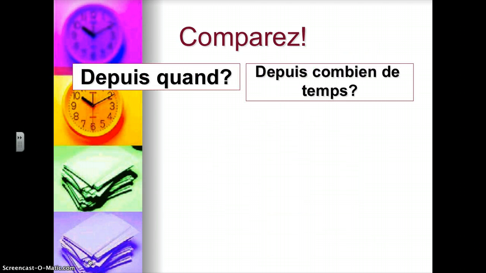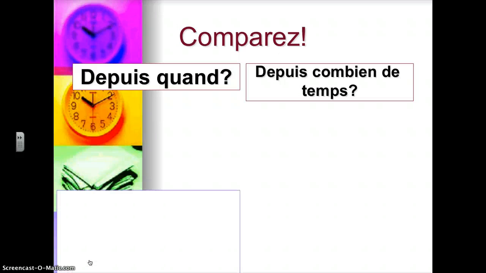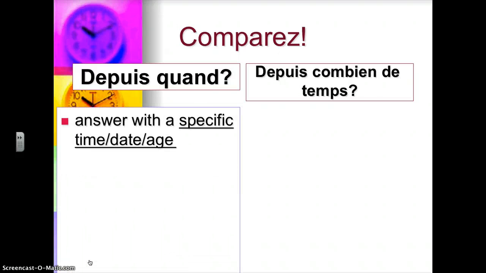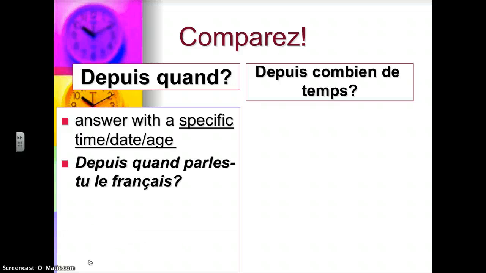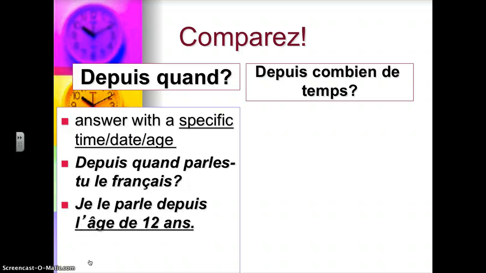So another comparison to help you out. Depuis quand? Depuis combien de temps? All right. Depuis quand is going to answer with a specific time or date or age, something like that. So if I asked you, depuis quand parles-tu le français? Since when have you been speaking French? You're going to need a specific date. All right, maybe since the age of 12 years old. Is that anybody's case? Of course, you've been speaking it practically since birth. Je le parle, I've been speaking it since the age of 12. This is a very specific time, which is why it can answer the question depuis quand.